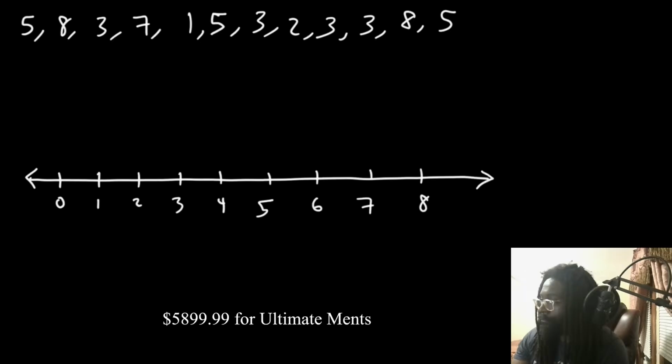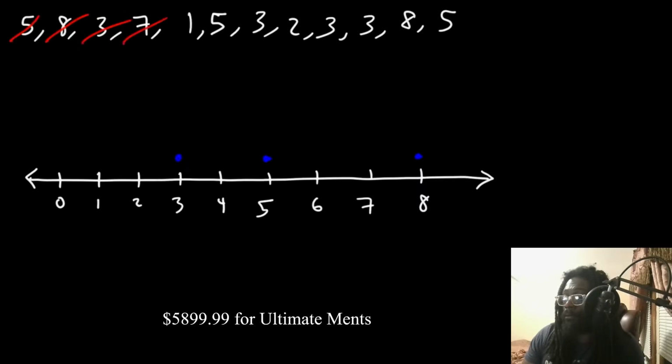Now the first number is a 5. So all we need to do is draw a dot above the number 5. And then let's put the dots one at a time. So the next number is an 8. So we're going to draw a dot at 8. And then it's a 3. So let's put the dot there. Next we have a 7.